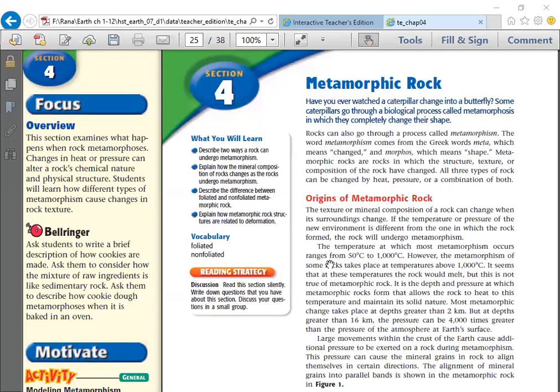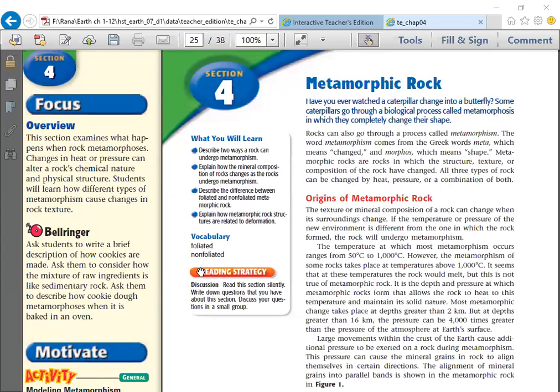Then we studied that there are 2 types of metamorphism. Who can remind me what the 2 types of metamorphism are, guys? Yes, Kinsey? Contact metamorphism and regional. Yeah, so we have 2 types of metamorphism, contact metamorphism and regional metamorphism.